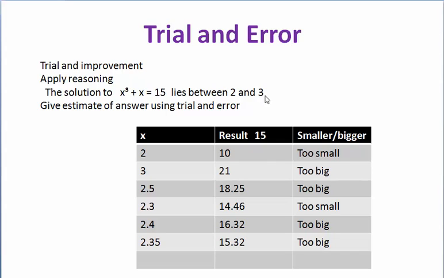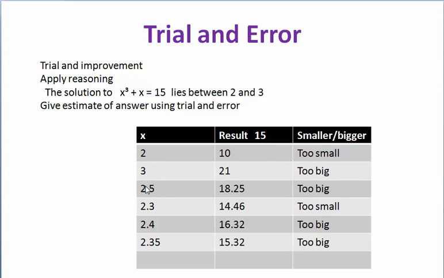and we're told that the solution lies between 2 and 3, we can give an estimate of the answer using the trial and error method, and we make a table as such, using our 2 and 3 to get our answers. So it lies between 2 and 3. When we put the 2 as x into the equation, the answer is 10, and that's too small when compared to 15. When we put 3 into our equation, we get 21, which is too big. So the solution that we're looking for lies somewhere between 2 and 3.